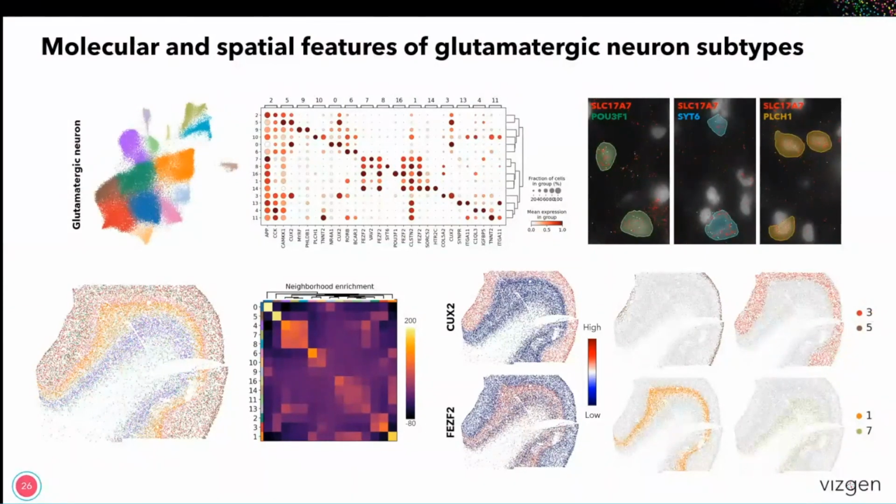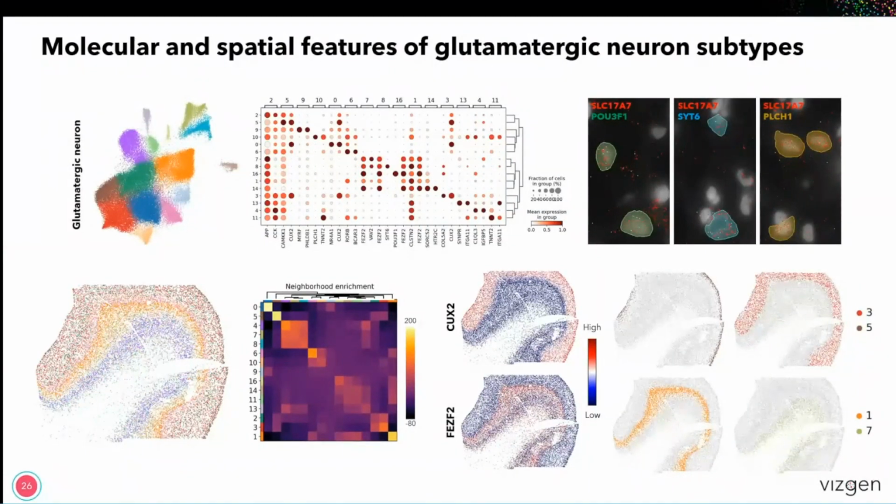On the other hand, cluster 1 and cluster 7 highly express the FEZF2 gene. Again, they also show some differences in their gene expression and spatial distribution in the MERFISH data. That suggests that the MERFISH data can further distinguish those subtle differences and identify fine cell types in human brain.